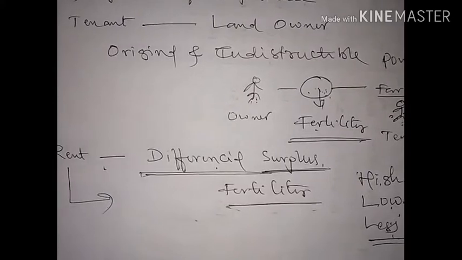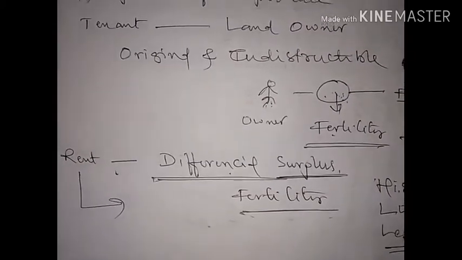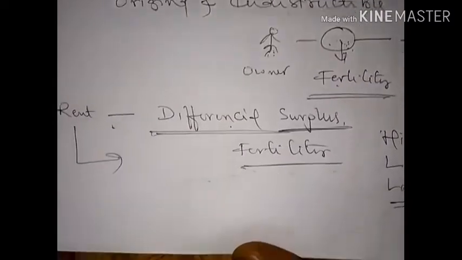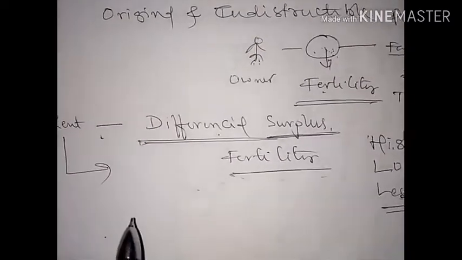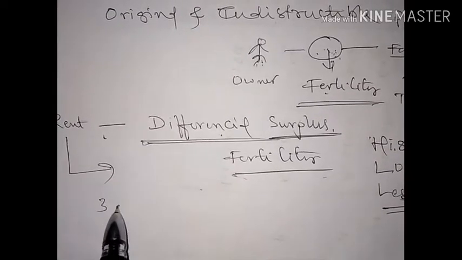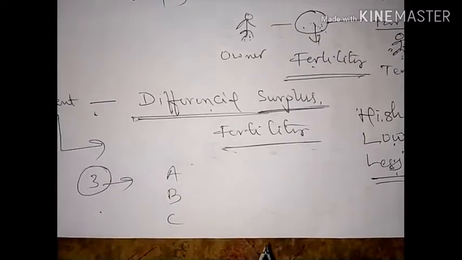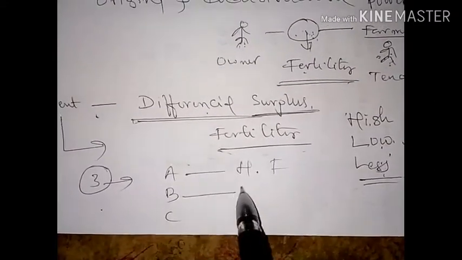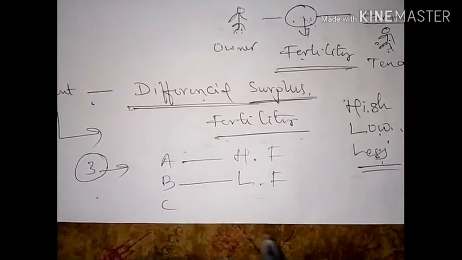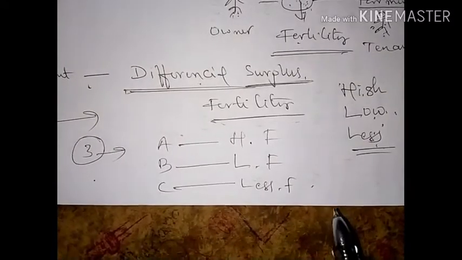So in order to make this concept very clear for us, he has given one example. According to his example, there is one country newly formed, and in that country there are three grades of lands. A grade, B grade and C grade lands. A grade lands are high fertile lands. B grade lands are low fertile lands. C grade lands are less fertile lands.